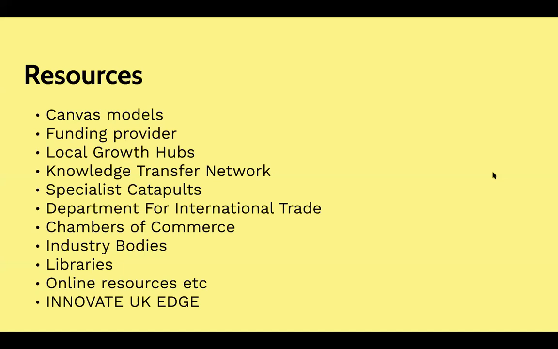There's the local growth hubs, there's the knowledge transfer network, who again will help you review applications that you're looking to put in for Innovate UK bids. There's specialist catapults, there's the Department for International Trade, who can help with international market knowledge. There's the Chambers of Commerce, you've got industry bodies, libraries, and lots of online resources. And then you've also got Innovate UK Edge as well.